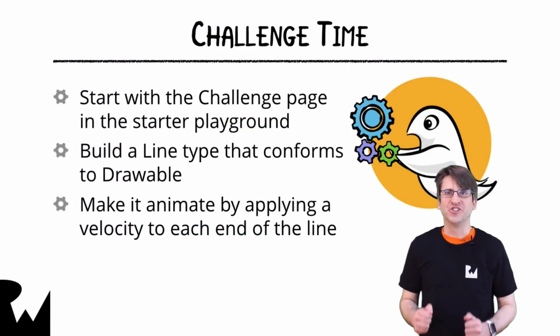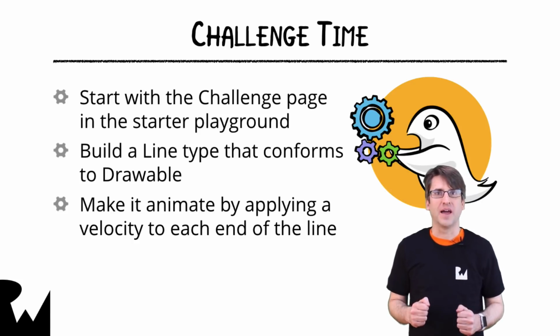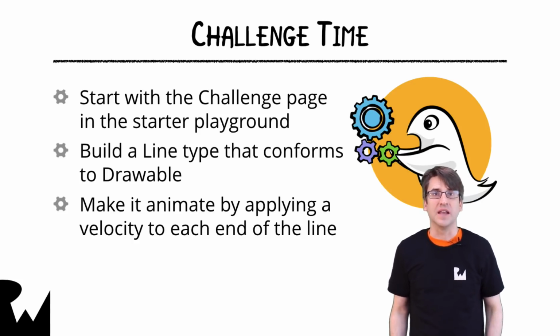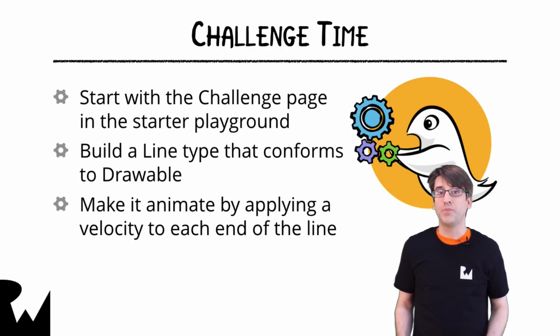Now for a challenge to lock everything in. In this challenge, you will create a line type that conforms to the drawable protocol. It will have an update method that adds velocities to position 1 and position 2, the start and end of your line. The complete instructions are available in the starter playground on the challenge page.